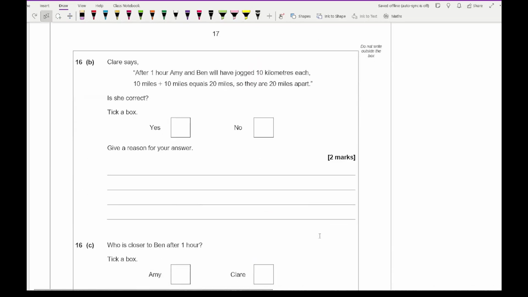Then for part 16b, it says Claire says after 1 hour, Amy and Ben have jogged 10 kilometers each. 10 miles plus 10 miles equals 20 miles, so they are 20 miles apart. Is she correct? Now for this, there are a couple of answers you can give. The wording doesn't need to be exactly word for word for what I'm about to say, but the content generally needs to be correct. So the correct answer you should have is no, and something along the lines of that they're not in opposite directions.